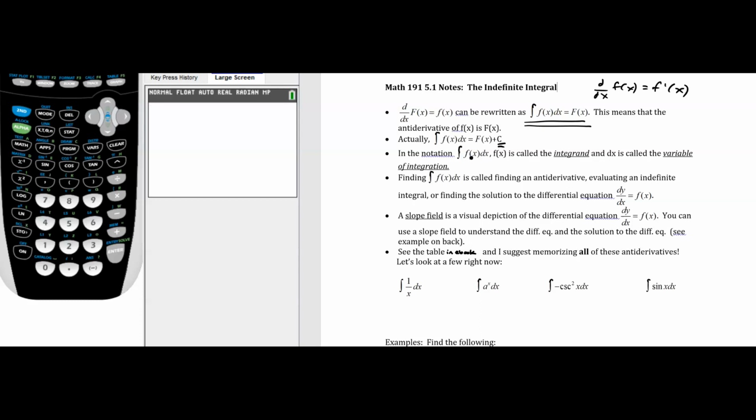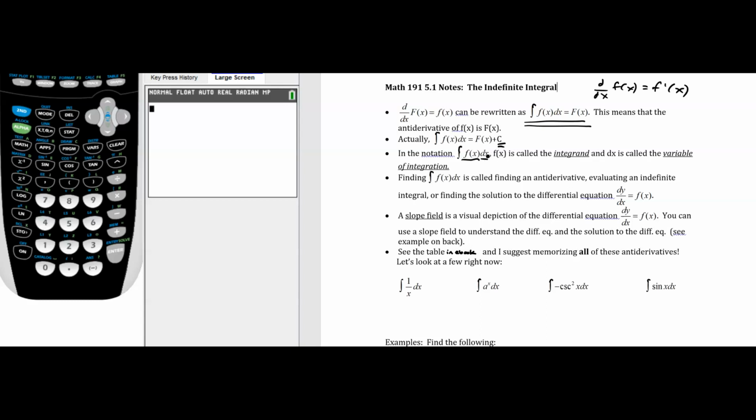In this notation, this symbol, like I said, is just like a stretched out s, and it stands for the indefinite integral or the antiderivative. But f of x is called the integrand, and dx is called the variable of integration.